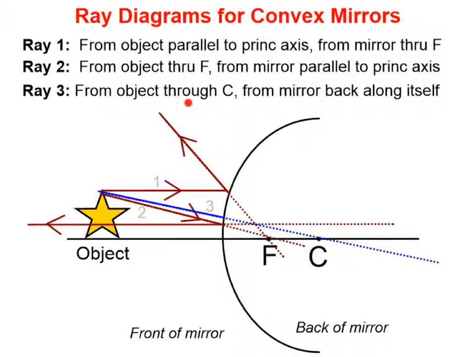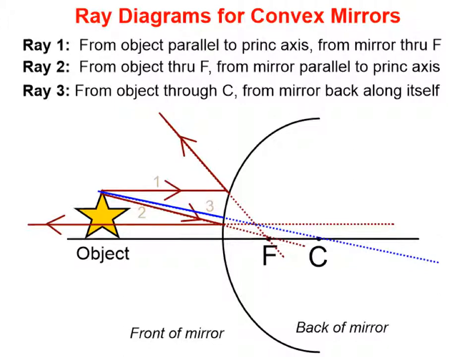Ray 3 is going to be the same as for concave mirrors. It's from the object through C and then from the mirror back along itself. So let's take a look at that one. That one's represented in blue. We're going from the object through C. In this case, it's going right here. Again, we make this portion behind the mirror dotted because it's not a real light ray, and it will be reflected back again on that same line.